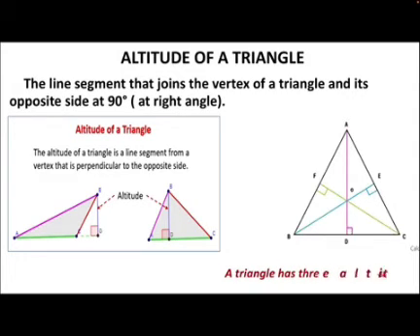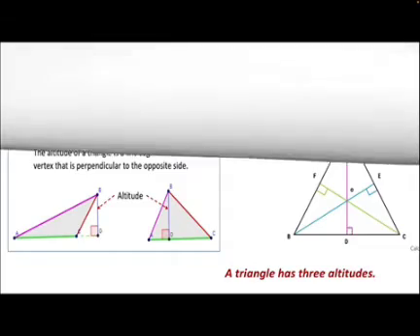Again, a triangle has got 3 altitudes. You can see one from this vertex to this side at 90 degrees. Remember, 90 degrees is important. Okay. That line segment becomes the altitude. Okay, children.